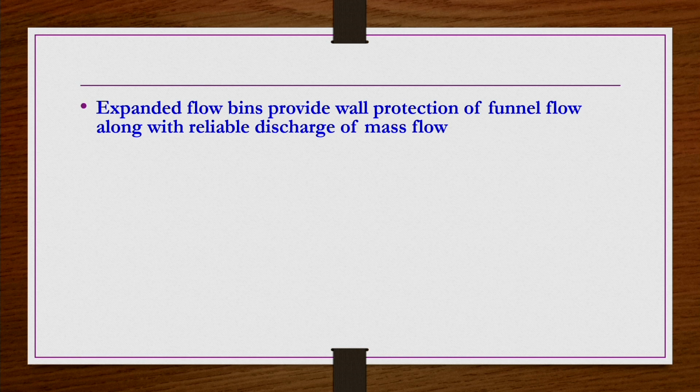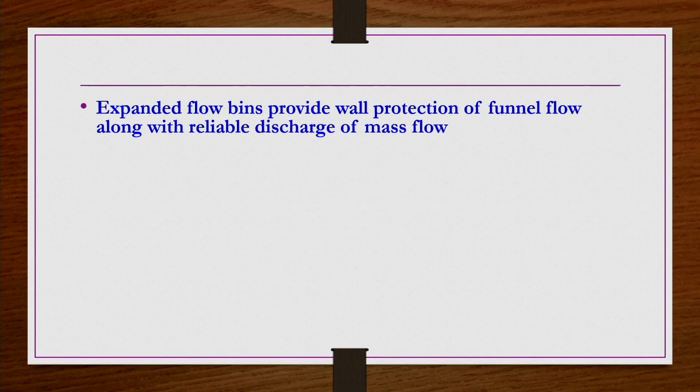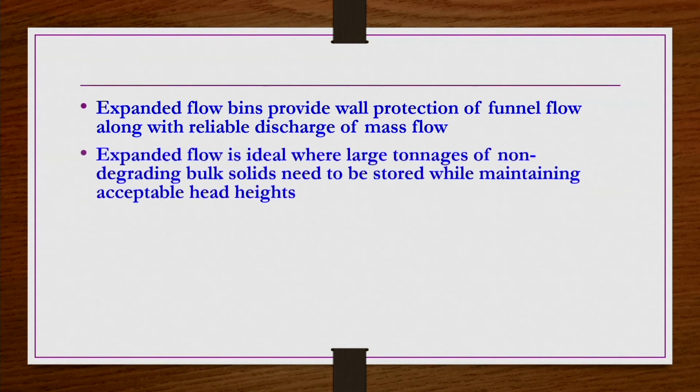What is the advantage of funnel flow bins? It provides wear protection for the walls, because most of the material is being handled by the discharging material itself. And what is the advantage of mass flow? It provides reliable discharge and uniform flow. So, both uniform discharge as well as wall protection can be obtained by this expanded flow. These are the individual advantages of mass flow and funnel flow, but if you combine them together in expanded flow, you can expect to have both.